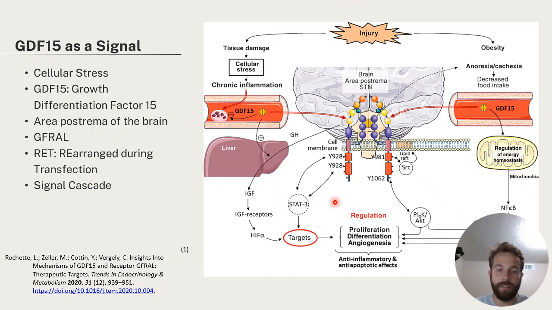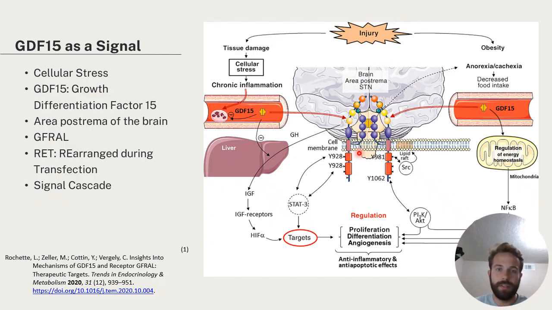These other pathways, this STAT3 pathway, is also very important. Does a couple different things, and so this Y928 is activated and it is able to, well, I guess it gets phosphorylated and then able to recruit the STAT3. And so what STAT3 is, it's a transcription factor. And so what this transcription factor does is it turns on specific genes that promote proliferation, differentiation, and angiogenesis.